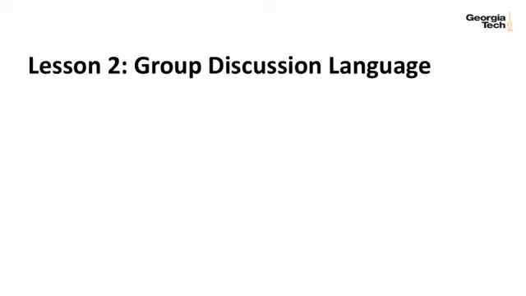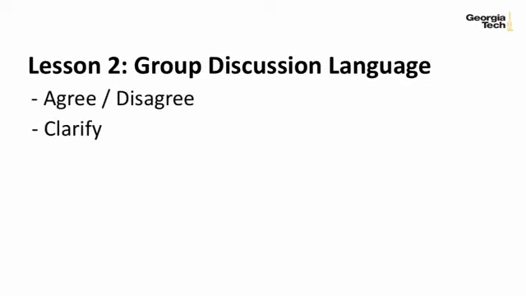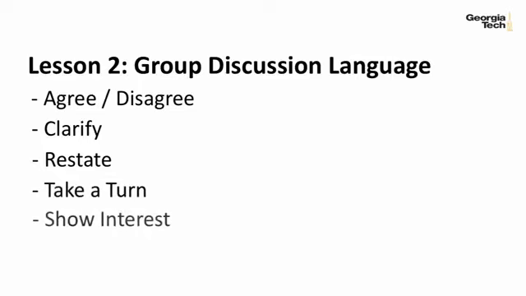In this lesson, we'll be looking at and practicing group discussion language such as to agree or disagree with other speakers, to clarify, which means to make sure we understand, to restate in your own words what someone else has said, to take a turn, and to show interest. Whether your group discussion takes place in person or online, you will use similar vocabulary, so the expressions you learn in this lesson will be very useful. Let's start with the language we use for agreeing and disagreeing.